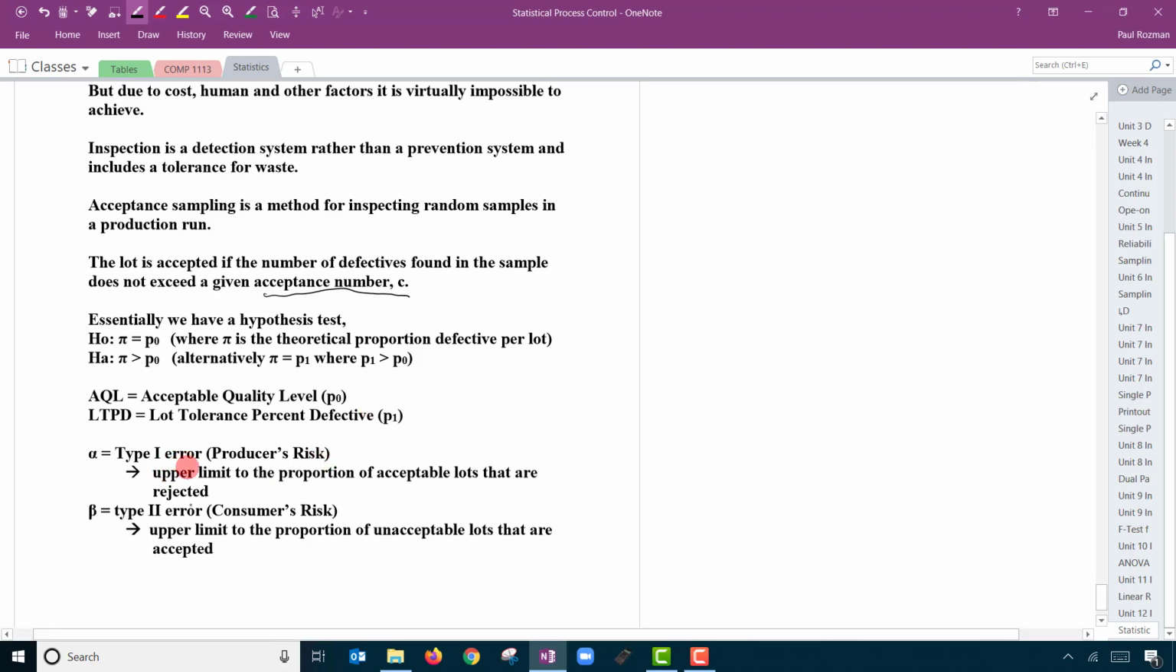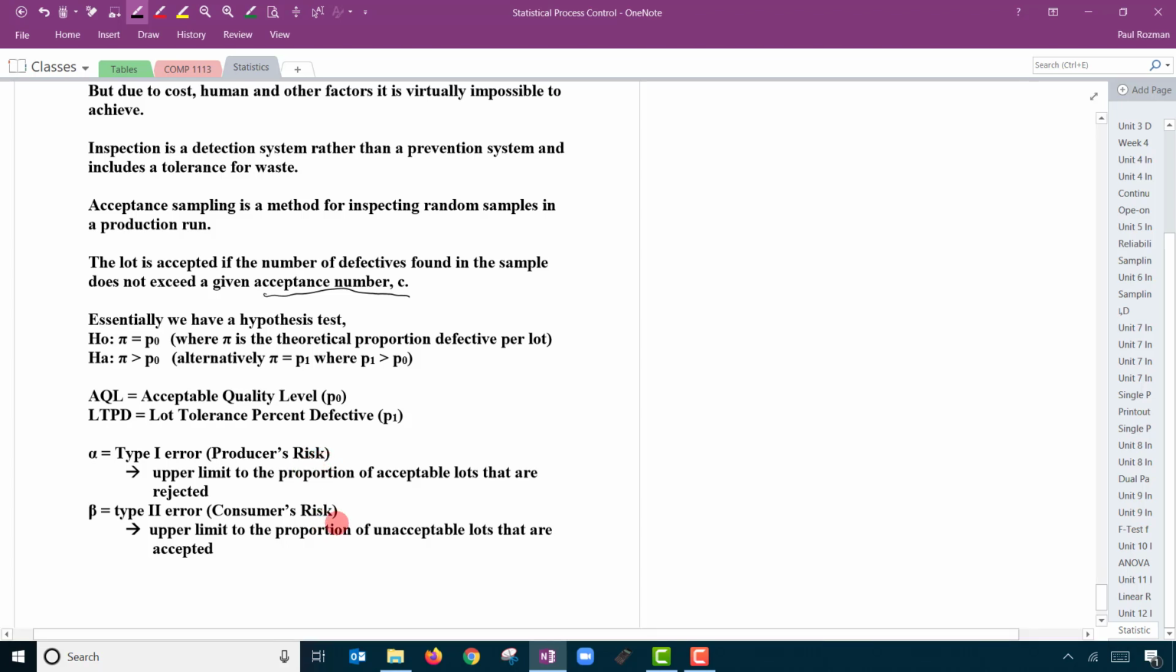We defined type 1 error and type 2 error when we were first learning hypothesis testing. Type 1 error is when you reject the null hypothesis when it's true. Well, in this acceptance sampling realm, that's called the producer's risk. If you reject a lot that is actually okay, that's costly to the producer, because then they went ahead and needlessly re-inspected all the items in the lot, or they threw the whole lot in the recycling bin. So that's why we call that the producer's risk.